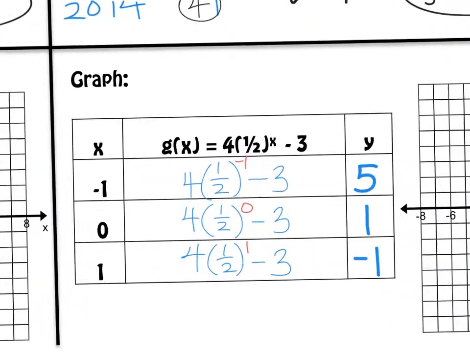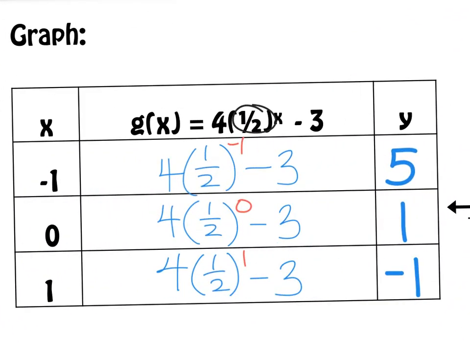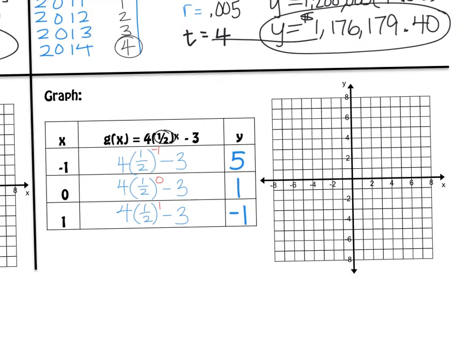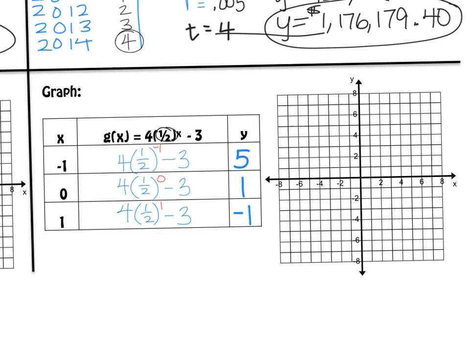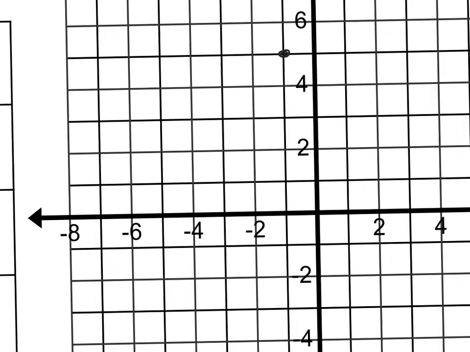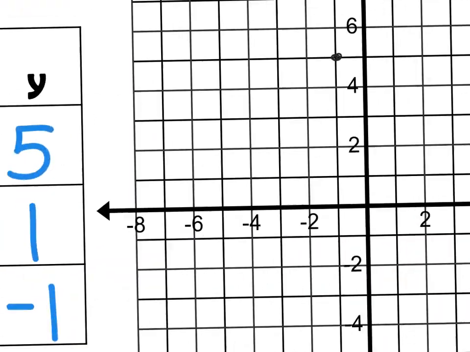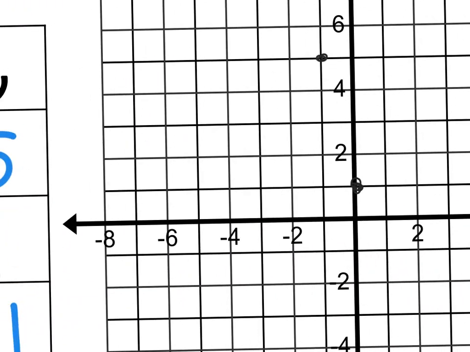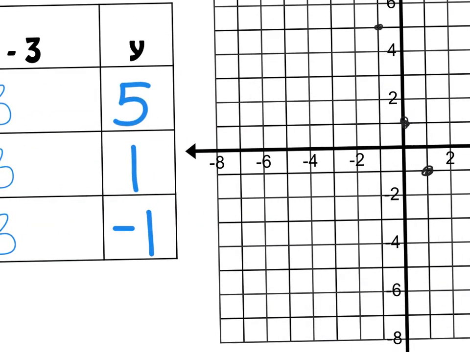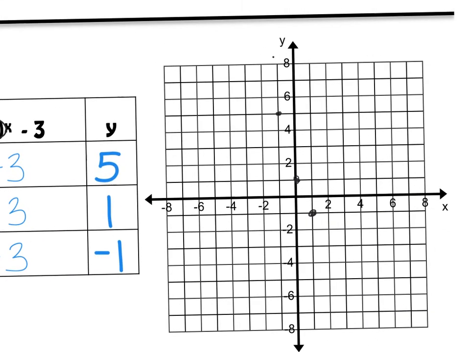And then when I graph this one, I know it's decay because it has a 1/2. So I know it's going to go down. And I plugged in the -1, the 0, and the 1. And so I'm just going to graph those points. So -1, 5. 0, 1. And 1, 1/5. And this graph is going down.